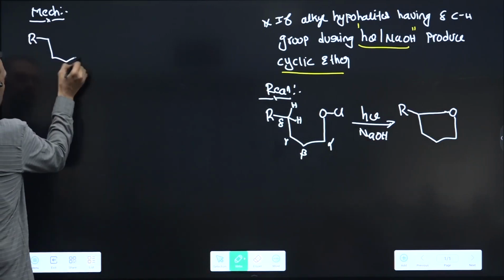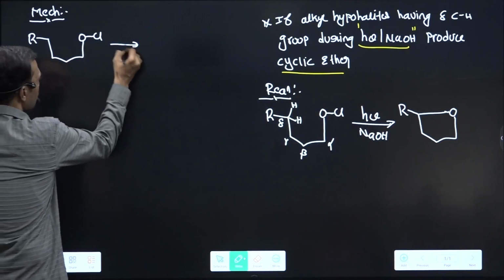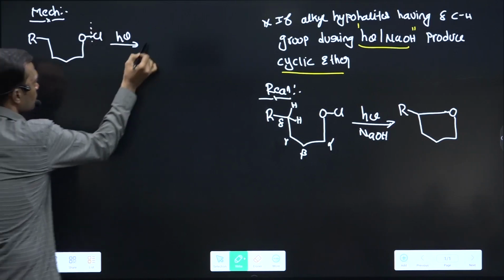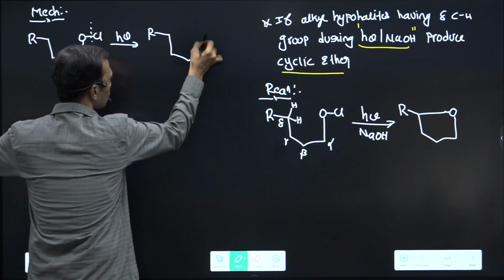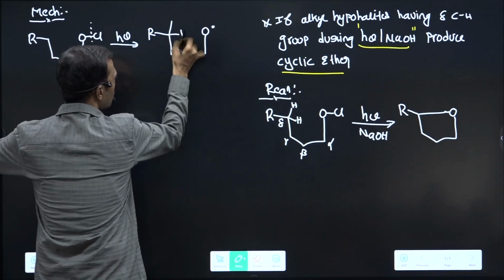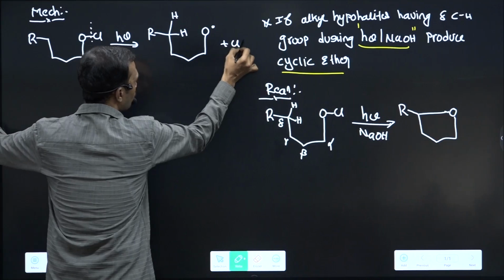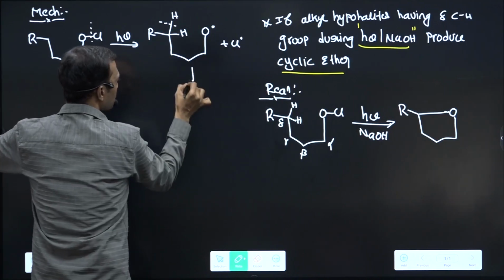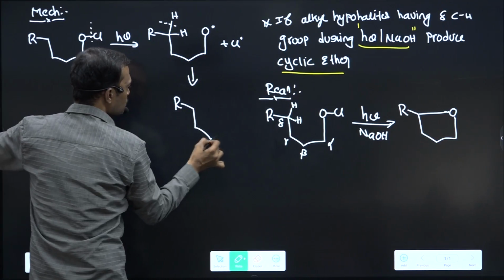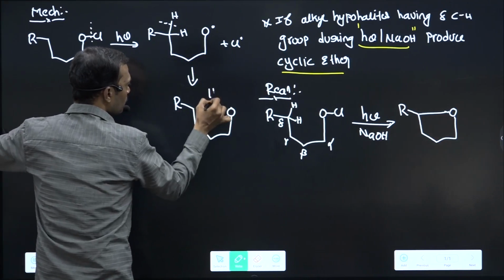So mechanism C, here chlorine is given photochemically, break this bond. After breaking this bond, there is a formation of radical. Chlorine is removed in terms of chlorine radical. Then this hydrogen is going to break here. So that hydrogen is going to be removed in the form of radical.